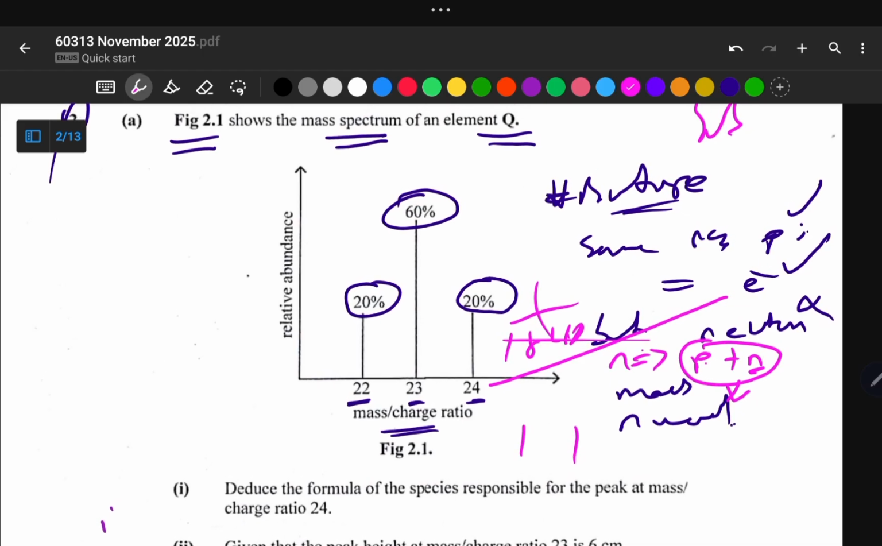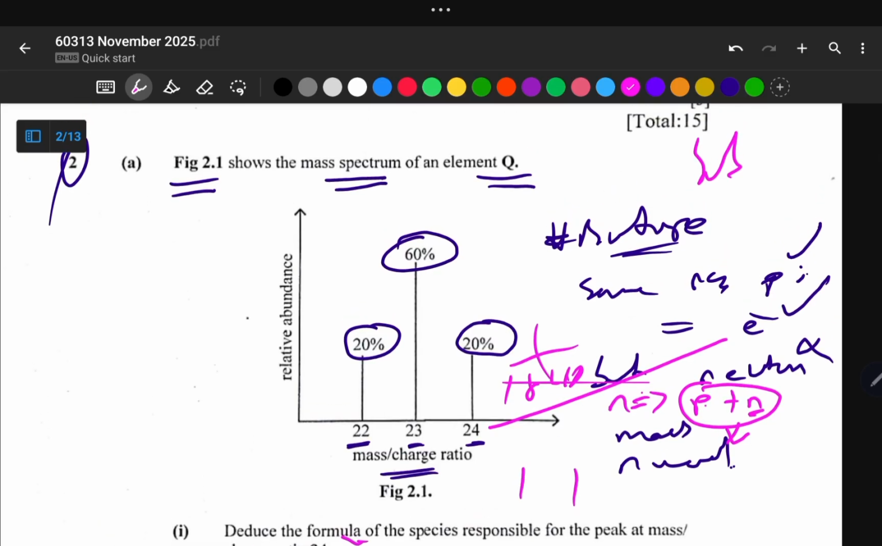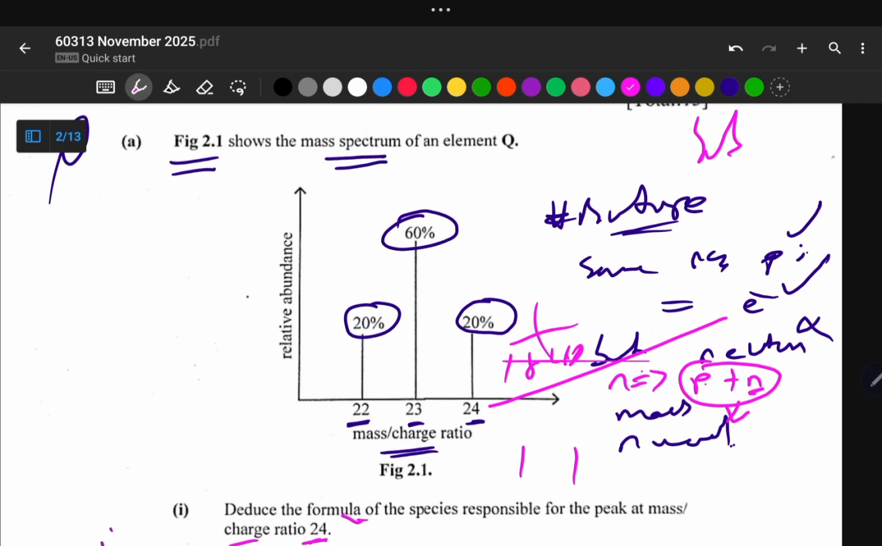So we're given the abundance, and then we have this mass per charge ratio, right? They use the formula of the species responsible for the peak at the mass per charge ratio 24. We're given that we have element Q. So the species, we're going to have Q. This one is our Q, and then they are going to be ionized.